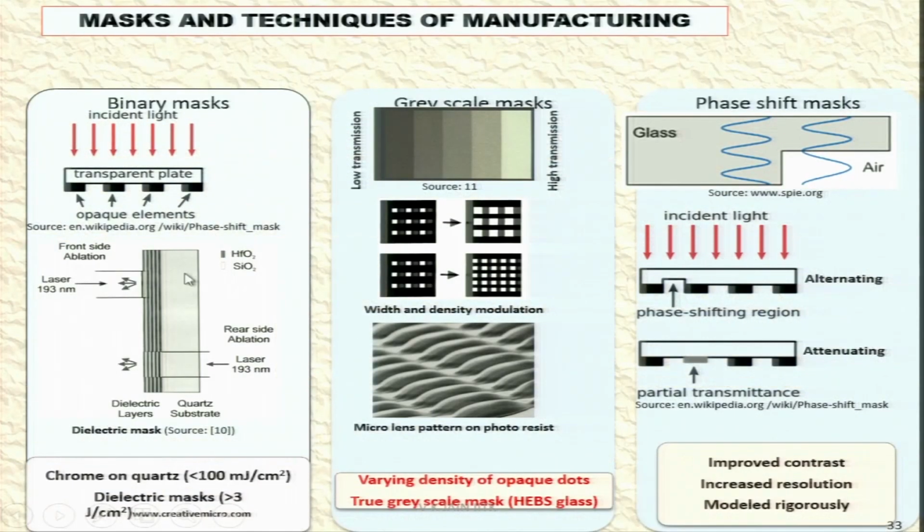Incident light: you can see different applications over here also, where this bigger laser beam is coming over here, and you can create the features over here. Here a transparent plate is there, opaque elements are there, so you can have different kinds of applications. Gray scale masks are there, and these are the kind of features that have been created. Width and density modulation, this is the feature I have shown you in the earlier case also, and this is how incident light is coming. Phase shifting, there is no mask, then through this the light will come and create the feature.